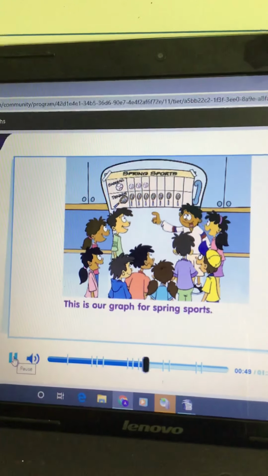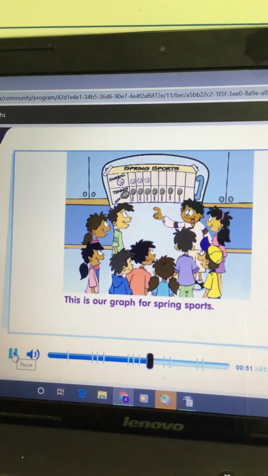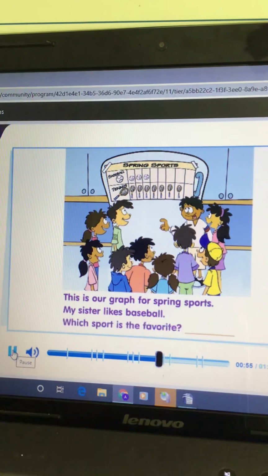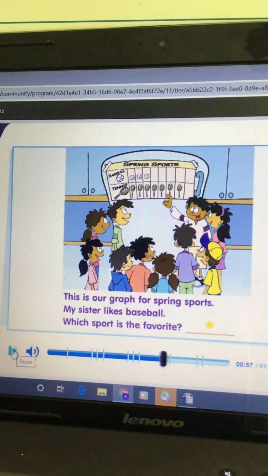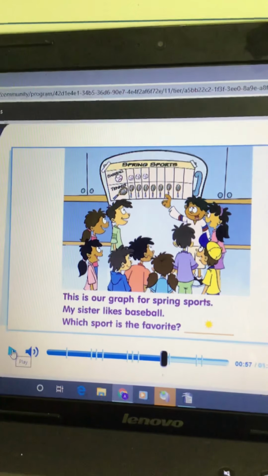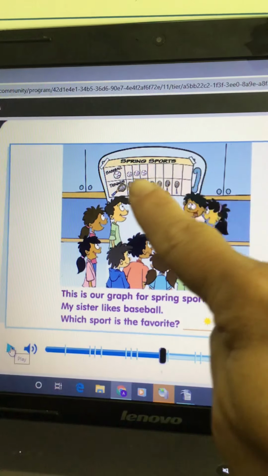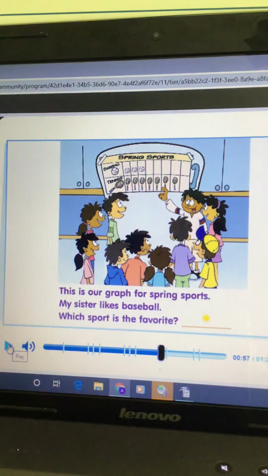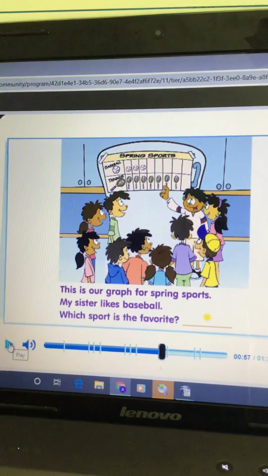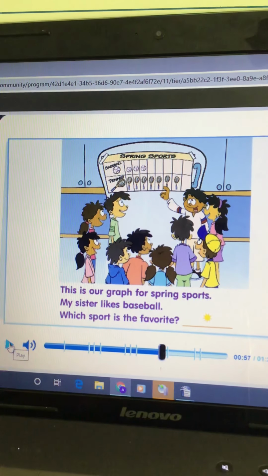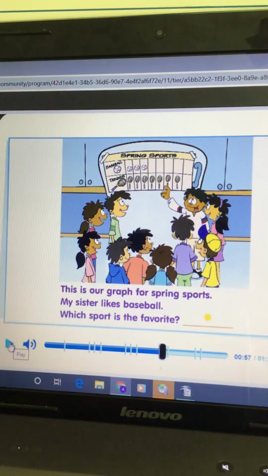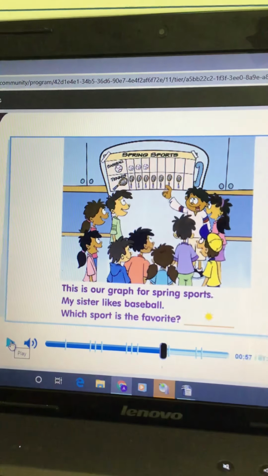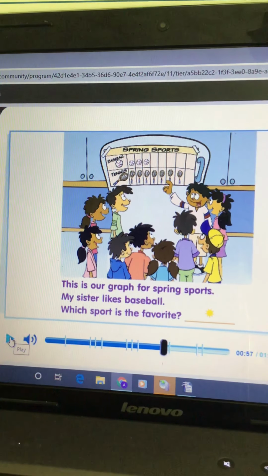This is our graph for spring sports. My sister likes baseball. Which sport is the favorite? Okay, let's look at our title up top, spring sports. We are picking from baseball or tennis. It gives us a little bit different information here. It tells us what one of the people chose. My sister likes baseball. So now we know that one of those choices was made by the sister for baseball.